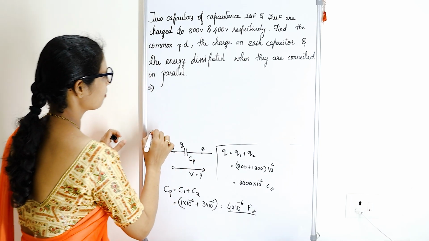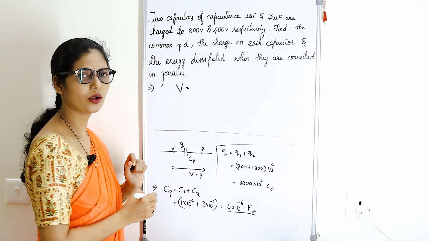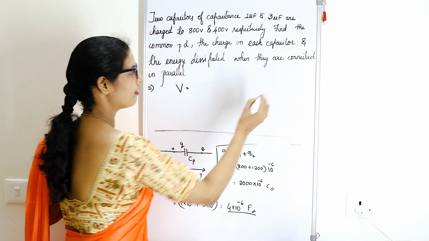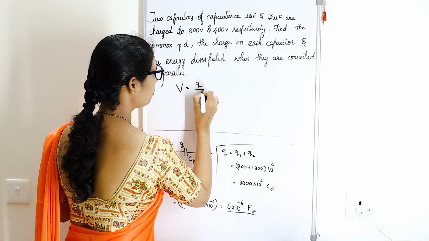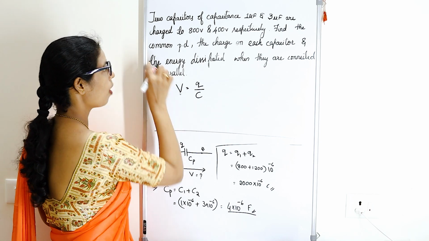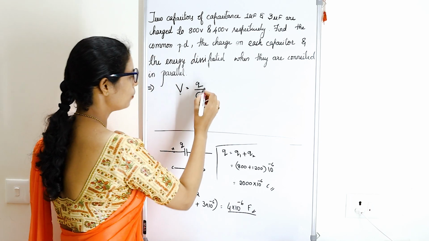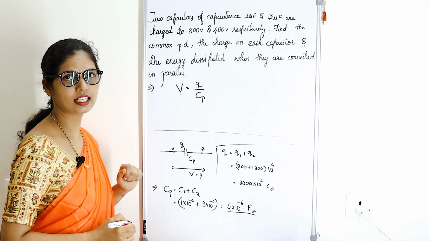The value for common potential difference is V equals to... If Q equals CV, then what will V equal? V equals Q by C. So which Q are you going to consider here? Since it is common potential difference, you will consider the total charge divided by the effective capacitance.